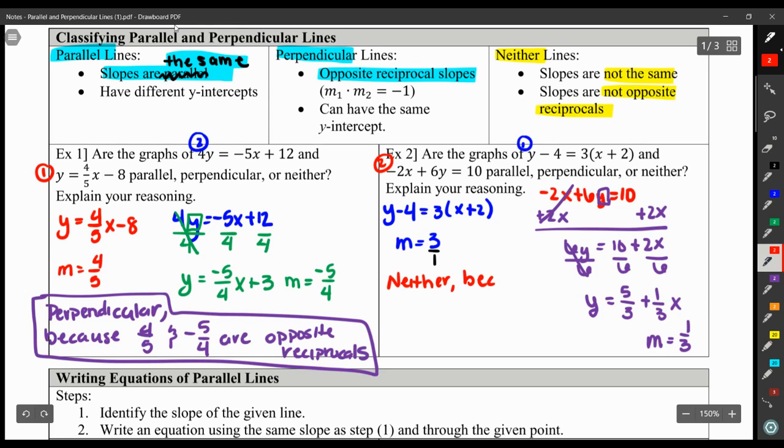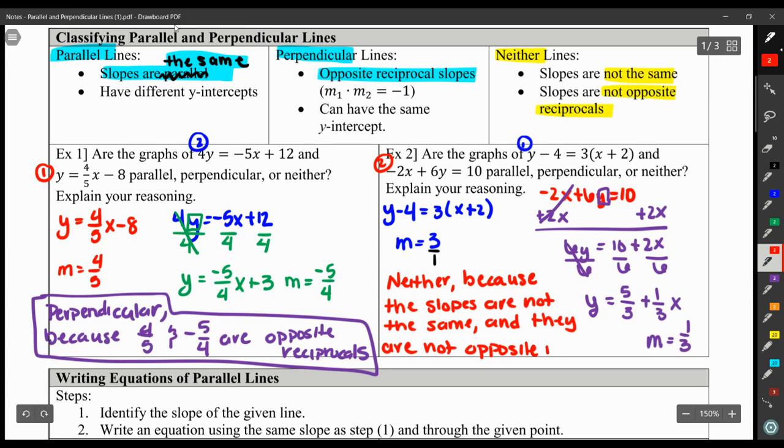And the reason is, because the slopes are not the same. And they are not opposite reciprocals. That's what makes these neither. They're not the same slope and they're not opposite reciprocals either.